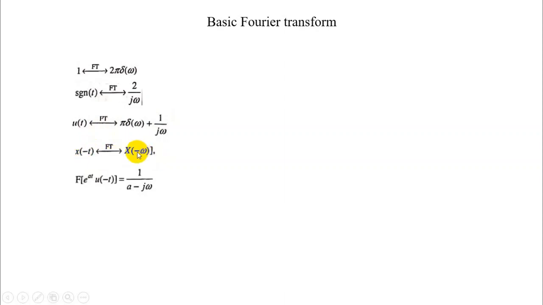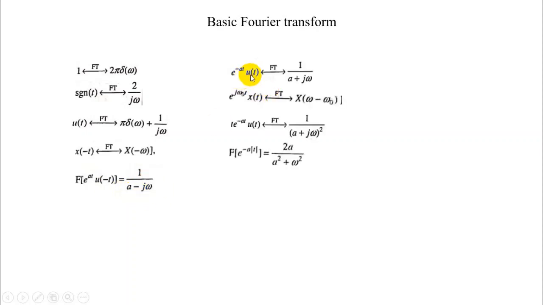Here I want to mention that the basic thing is that if we have the known Fourier transform, that the Fourier transform of x(t) is X(omega), then if we transform x of minus t, it would be X of minus omega. So if you have to determine the Fourier transform of e to the power at u of minus t, then simply we can transform this function as 1 divided by a minus j omega. For e to the power minus a t u(t), it would be 1 divided by a plus j omega.